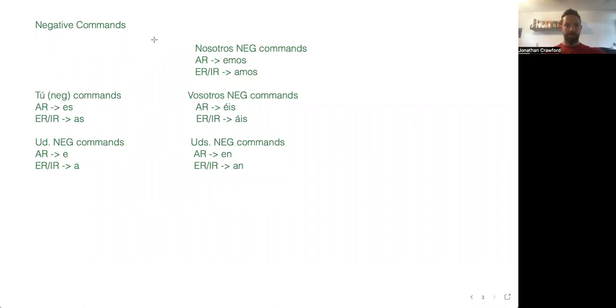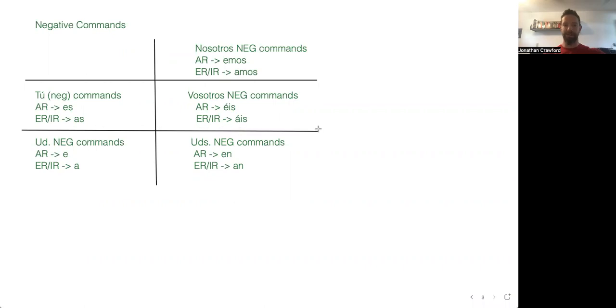So these are the negative commands. And once again, we can't command in the yo form. Or, well, we don't command ourselves. If you were to command yourself, how would you do it? You would probably do it in the tú form. That's how I would do it. If I were talking to myself, for example, I would talk to myself in the tú form.